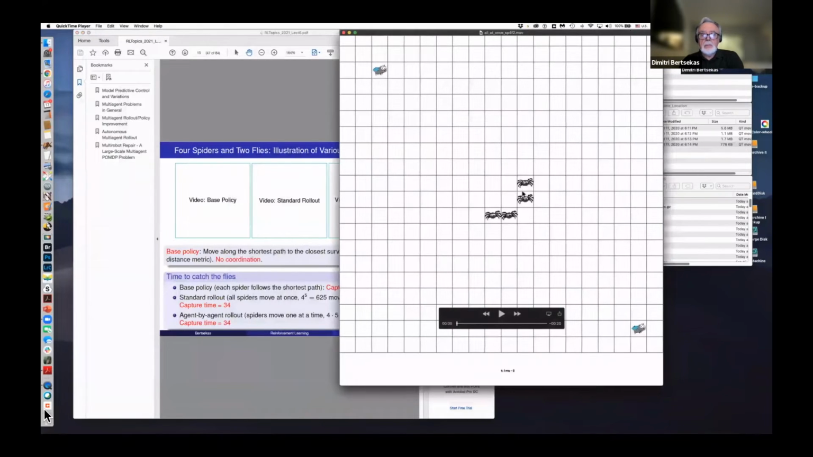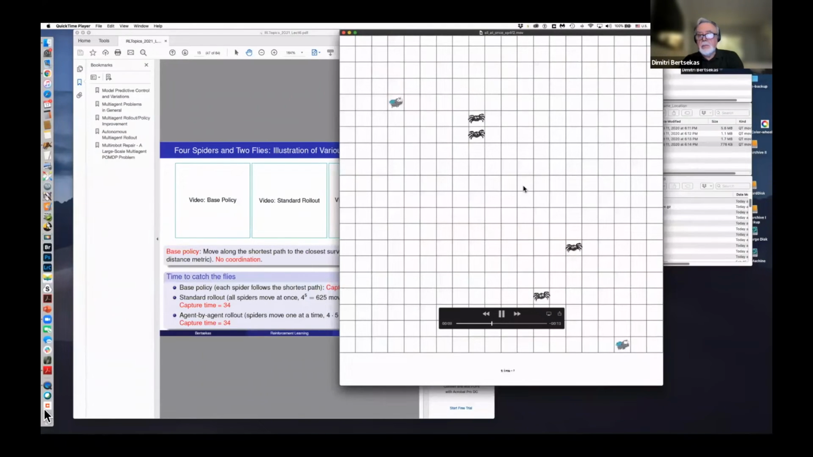So they all start at the same place. And what you're going to see is that they do something more intelligent. Two of them go that way and two of them go that way. They split off because they coordinate with each other through this joint move selection.